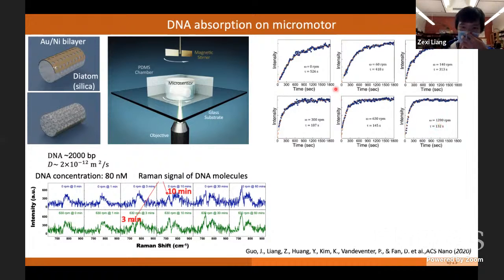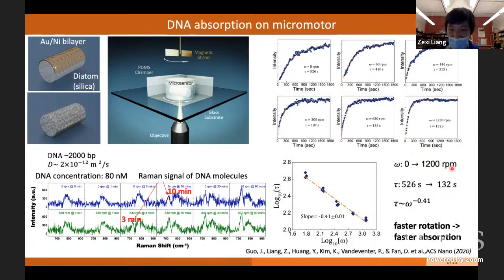Furthermore, we did a systematic investigation starting from 0 RPM up to a rotation speed of 1200 RPM. It turns out that the characteristic time of the sensing, which means the intensity versus time saturates over a period, also follows an exponential function. We fit the characteristic time with this tau, and it turns out that tau decreased from 520 seconds down to 130 seconds when we increase the rotation speed from 0 to 1200 RPM.